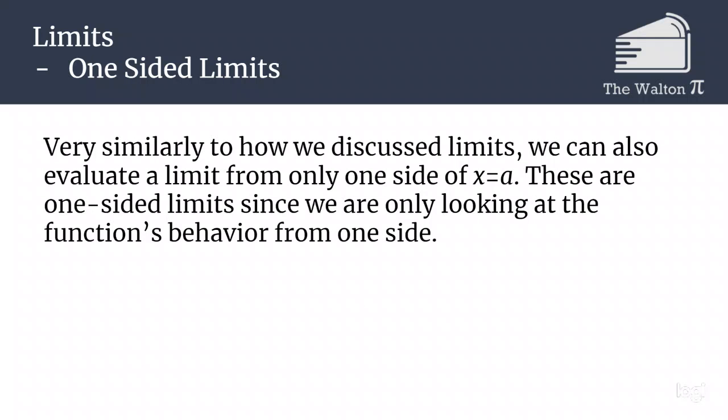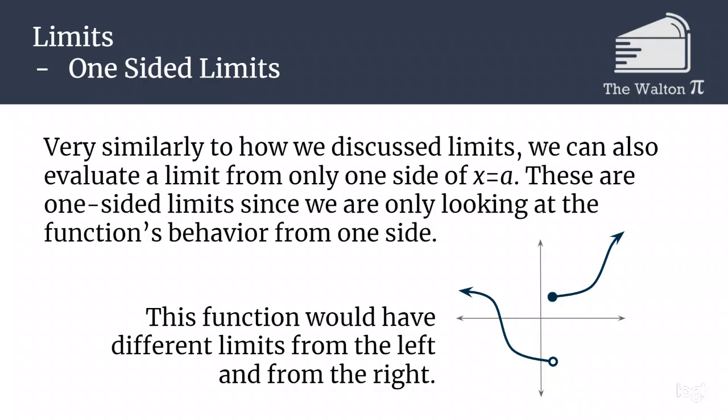Similarly to how we discussed limits, where we're looking on both sides, we can also evaluate a limit from only one side of x equals a. These are what are called one-sided limits, since we're only looking at one side. So for example, this function has different limits from the left and from the right because it's going towards different values. If we were going from the left, it would be approaching this value below the x-axis, and if we approached from the right, it would be approaching this positive value.